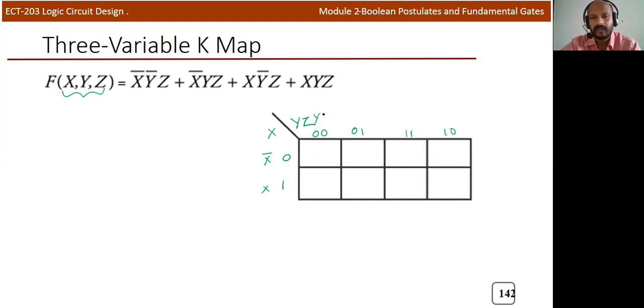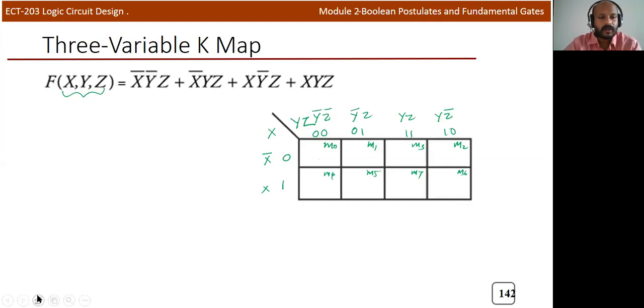Okay, so you can write y bar z bar, y bar z, y z, y z bar. And the corresponding minterms m0, m1, m2, m3, m4, m5, and finally we'll write m6 and m7. The final cell will write 2 and 6. That's the only change you need to note down.